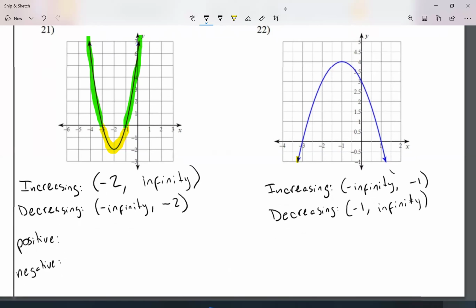So positive is going to be from negative infinity to negative 3, union from negative 1 to positive infinity. Negative, it's going to be below the x-axis, from negative 3 to negative 1.